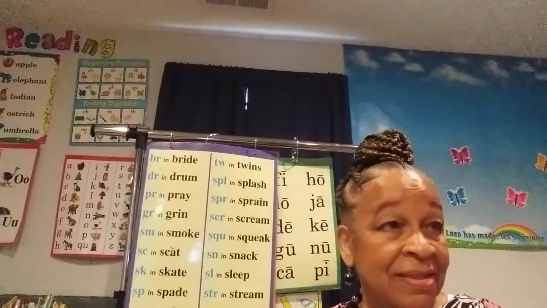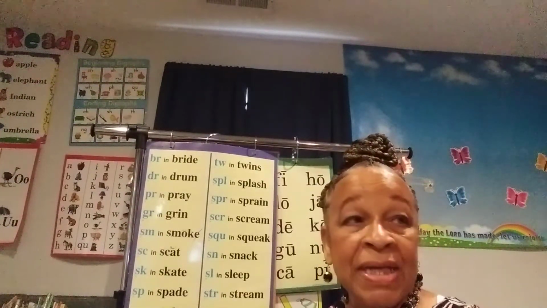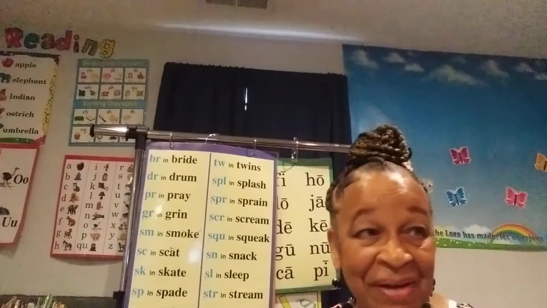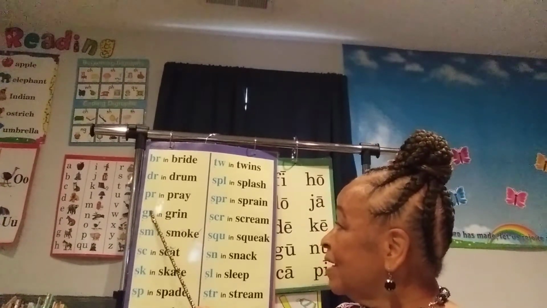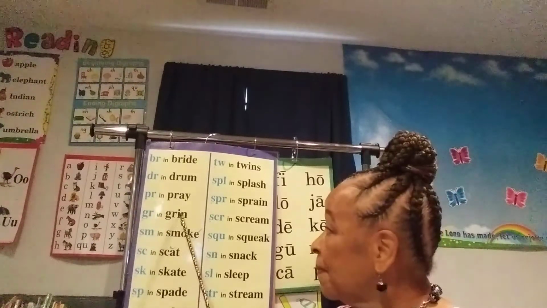Oh, green. Yes, that's right. Green. That's very good. That's another color word. Green. And gray. Since we're talking about the colors, right? We have green and gray. Begin with GR. Very good. So GR. In grin.